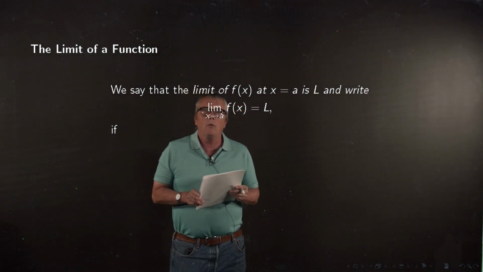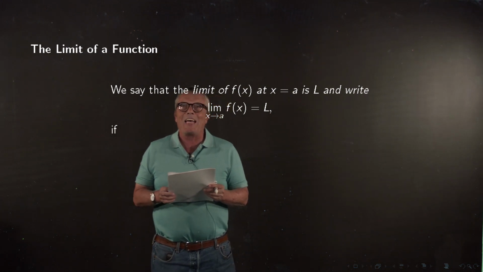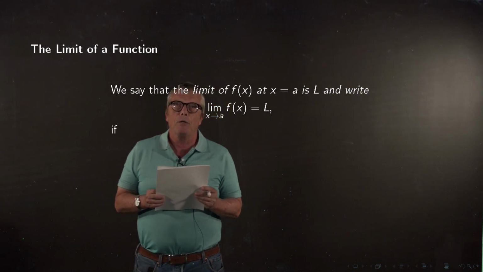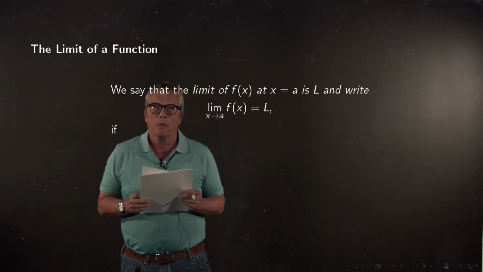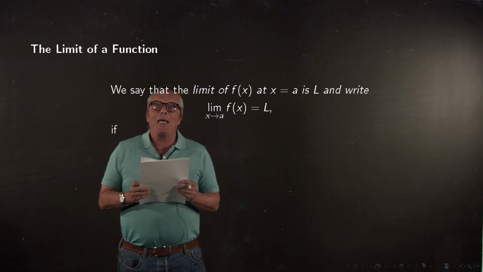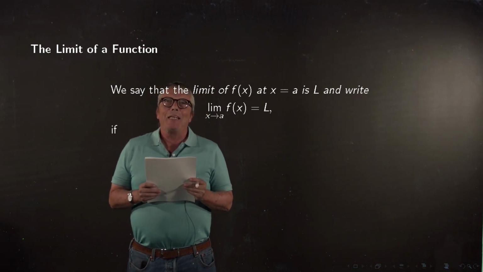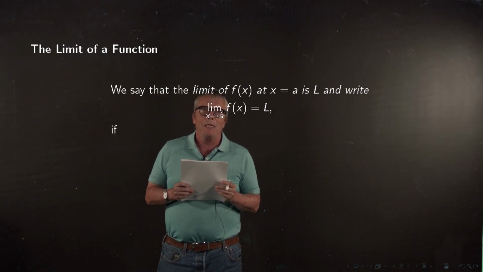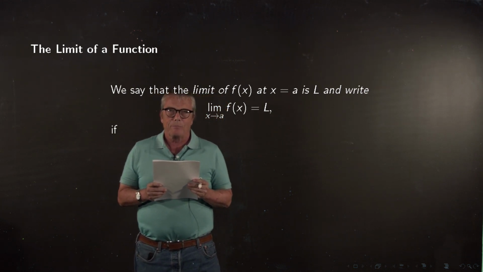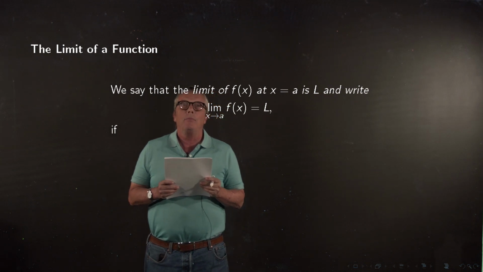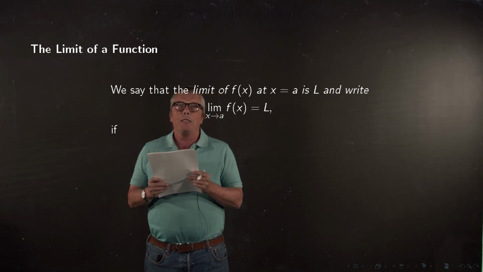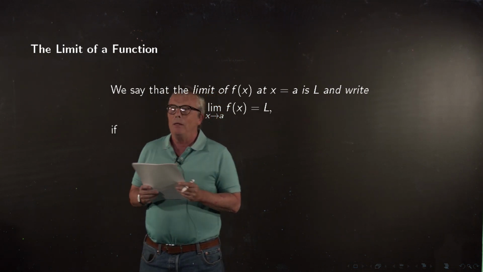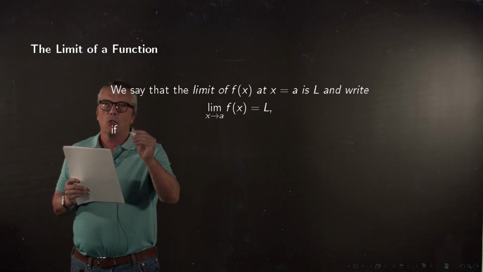Okay, now we're coming to the more precise definition of what a limit of a function is. So we say that the limit of f of x at x equals a is equal to a number L, and we write lim of f of x for x approaching a equals L, if the following is true.